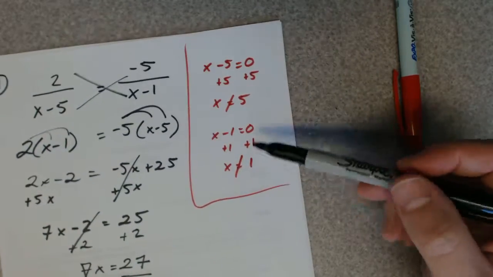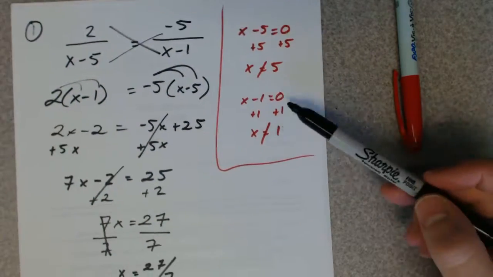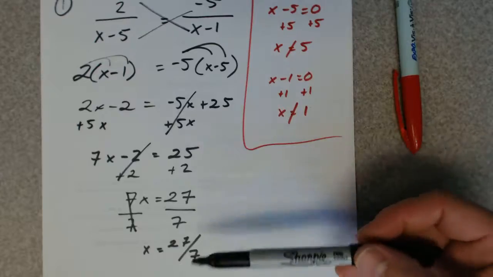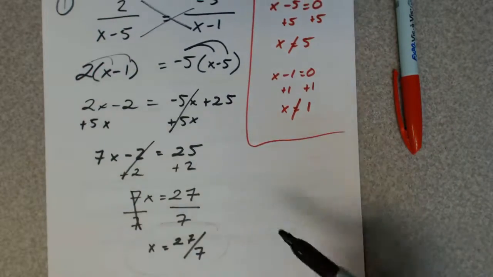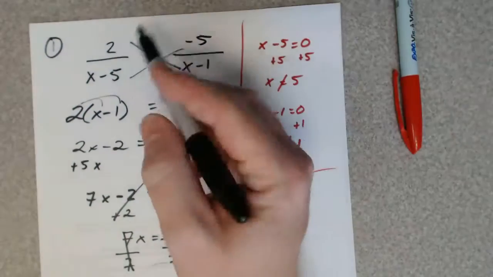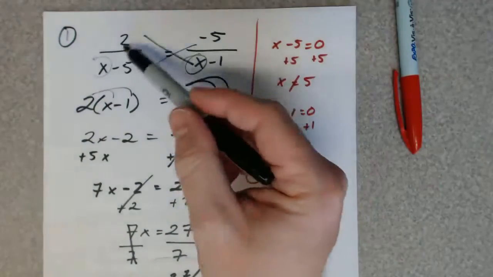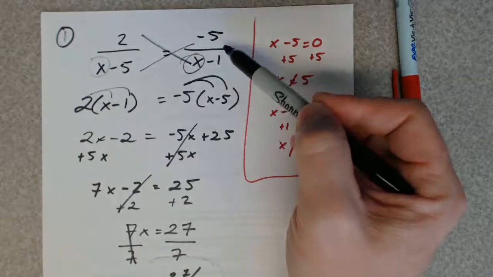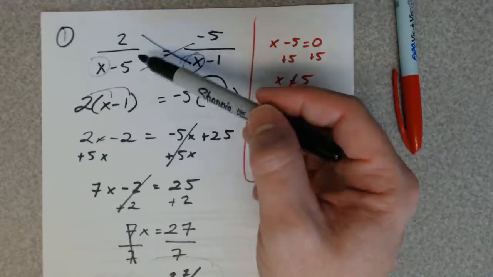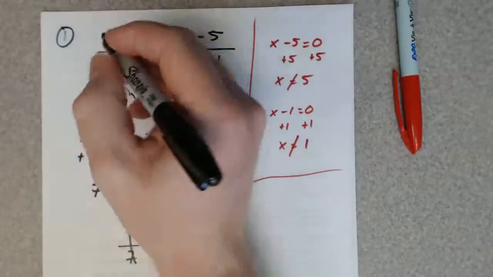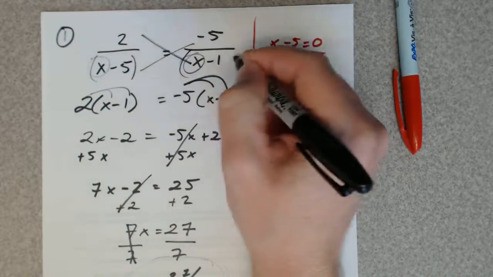Notice that I'm okay with that. That's not one of my restrictions. So this is my answer. So the idea here is you should be able to take 27 over 7, plug it in right here and right here, and this side will equal this side. The two values will equal each other once you calculate both of those. And if you do that in your calculator, make sure you put parentheses around the bottom.